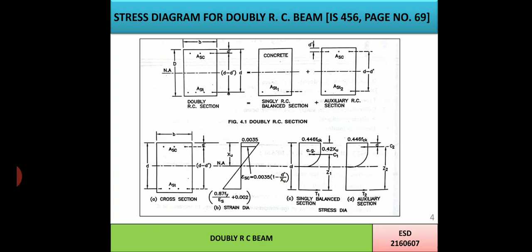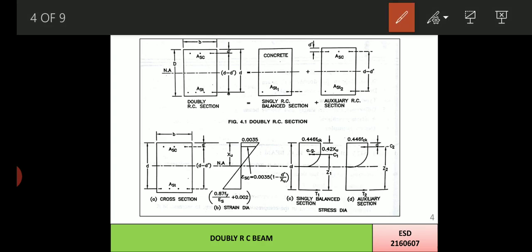Now, stress diagram for WRC. Before understanding the concept of the stress strain diagram, first of all, we need to understand the basic concept of WRC beam, means how WRC beam is made. Now, we can see in figure 4.1, that is the WRC beam section. Usually, WRC beam is the combination of a singly RC beam as well as an auxiliary section. As we can see over here, this one is the singly RC balanced section, that is a typical singly RC beam. Now once we add extra reinforcement in this beam, ultimately it will become the WRC beam. The extra reinforcement I am talking about is this extra auxiliary RC section, means imaginary beam.